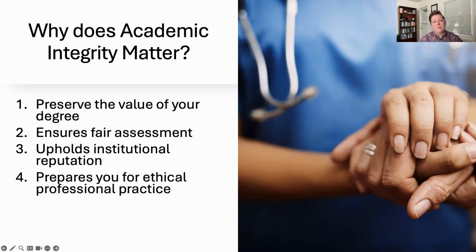Next, it prepares you for ethical professional practice. The habits that you're using now are going to shape your future career. So maintaining good academic integrity is important now because that's what you're going to have in the future. And you need these skills to take them into your professional career.